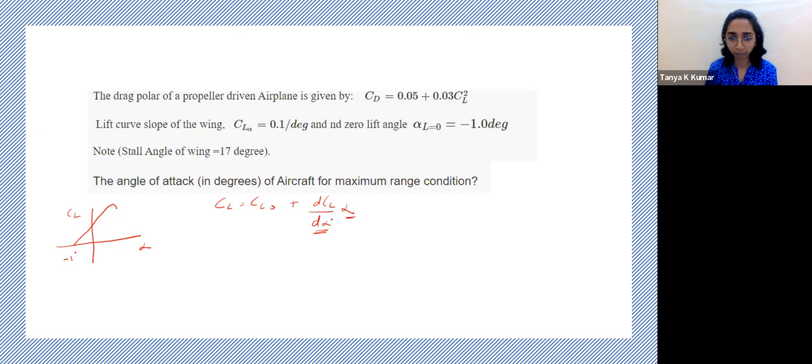We need to find out alpha. And we know the CL for the maximum range condition. We just got that value. So what is missing? CL naught. How do you find out CL naught from this graph? What is CL naught? You have this value. You need to find out this value. This is CL naught, right? So what do you do? 0 minus of -1 upon CL naught minus 0.